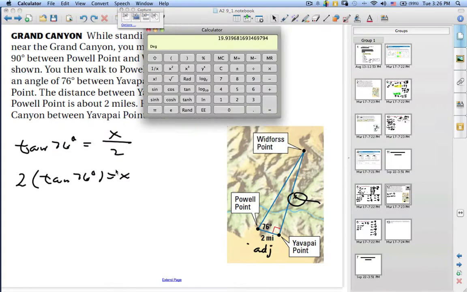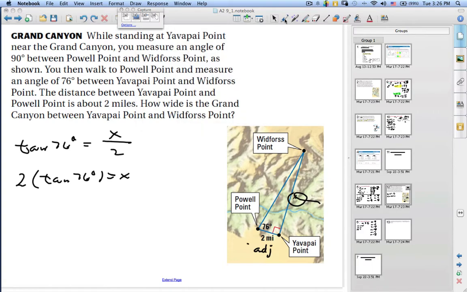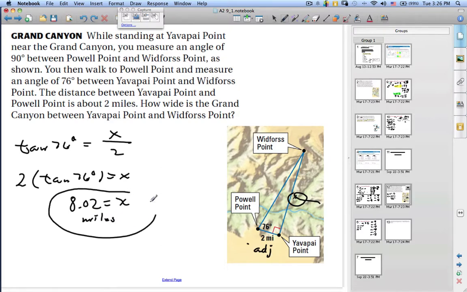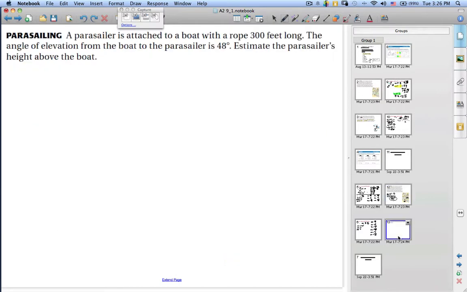I'll pull up my calculator again. 76 tangent times 2 equals, and I find that it's 8.02 miles in this case. 8.02 miles is equal to x. Okay, so the key is create the right triangle, observe which parts you need to work with. So I was given an angle and a side, and I had a target side to find. Then I selected the appropriate trig function to let me find the parts that I needed. Okay, one more example like this.